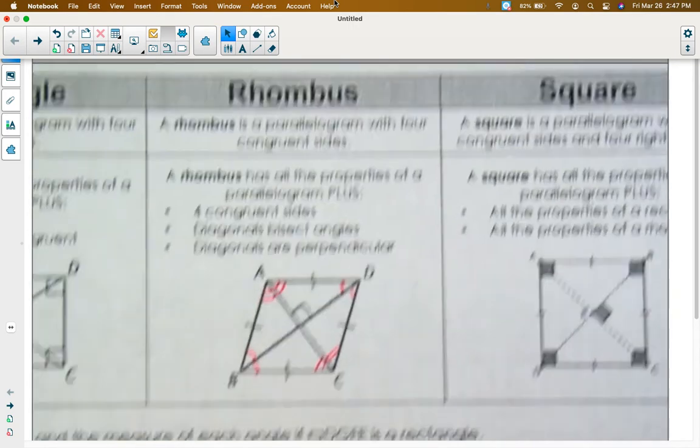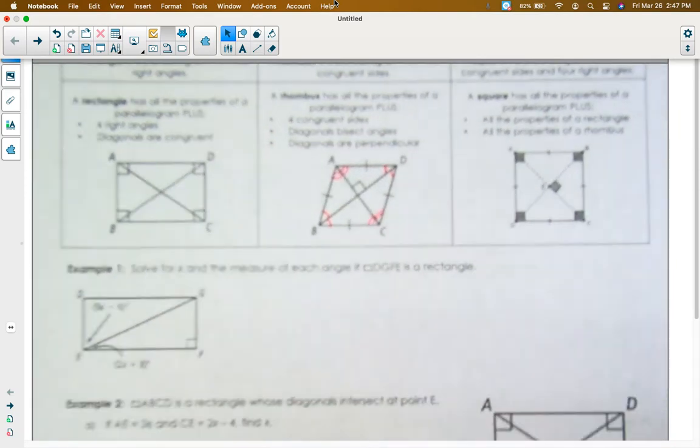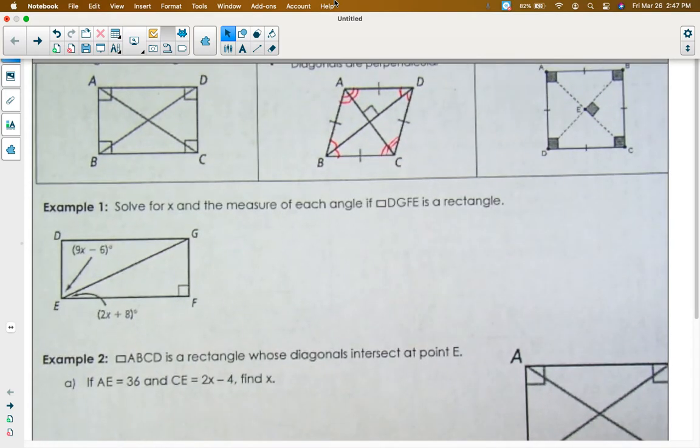Now let's jump in and see what kind of things we'll be expected to know. All right. Example 1. Solve for x and the measure of each angle if DGFE is a rectangle. So they're telling us that DGFE is a rectangle. So we're going to keep that in mind. So I know that if this little section right here is 9x minus 6 degrees, and this little section right here is 2x plus 8 degrees, angle E is a right angle. Since angle E is a right angle, I can add these together and set it equal to 90.